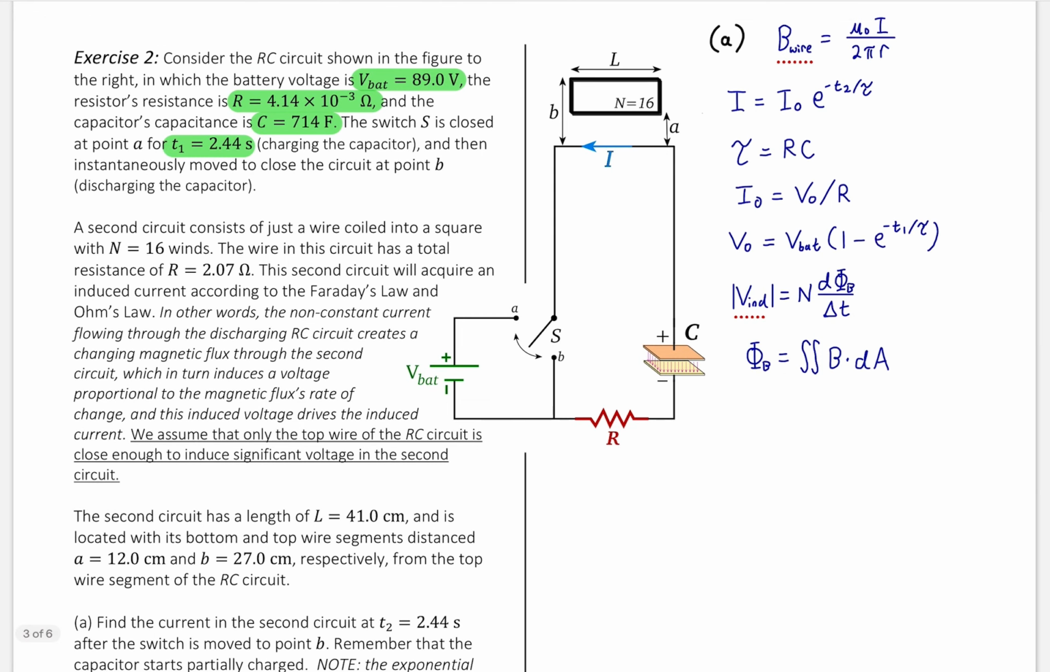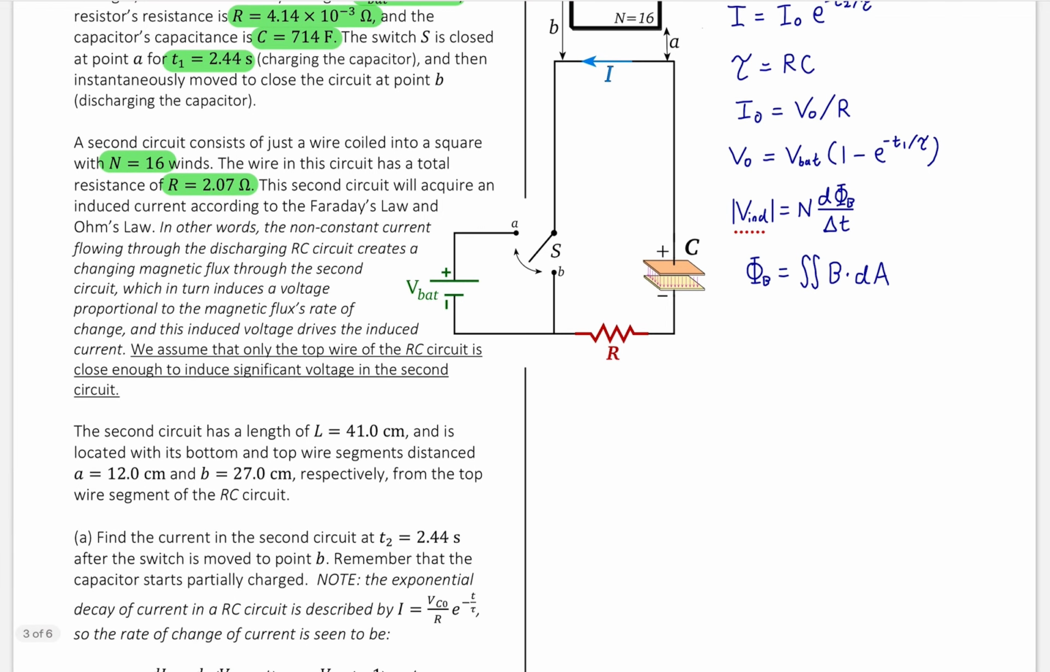Then we get on to our second circuit, which to look at it isn't much of a circuit, but it is a closed loop after all. And that's all it is, a rectangular loop with 16 turns. So let's go ahead and identify that we have an N of 16. And we also know that the internal resistance of that second circuit is 2.07 ohms.